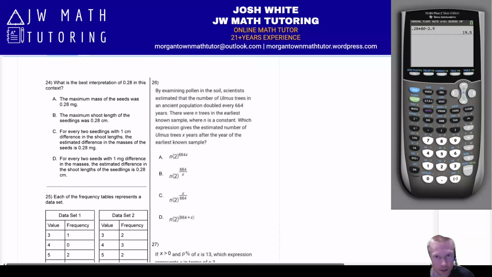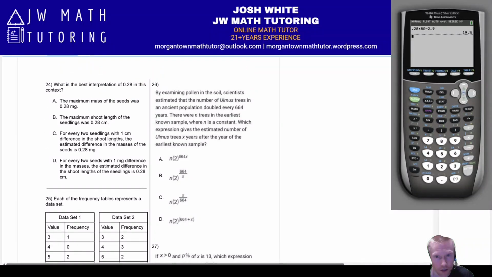All right, now for question 24, they ask for the interpretation of the 0.28. Again, remember the equation of the function was f of x equals 0.28x minus 2.9. So they're just asking what this slope of 0.28 means. The slope is your rate of change, in other words, how much the y changes based on a 1 unit change in the x value.